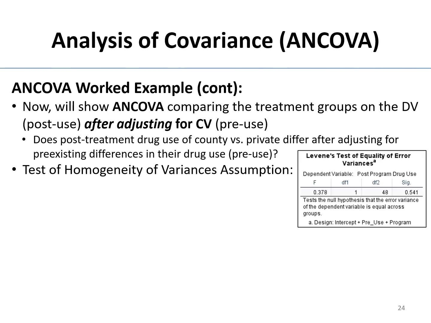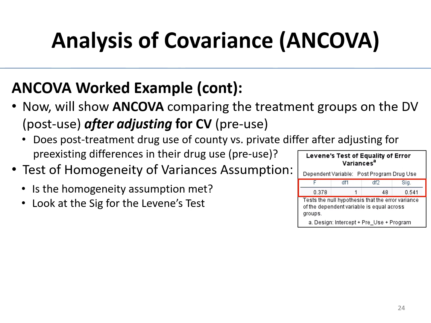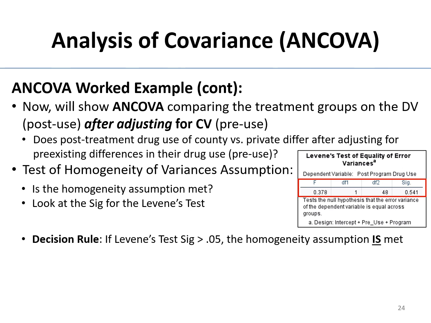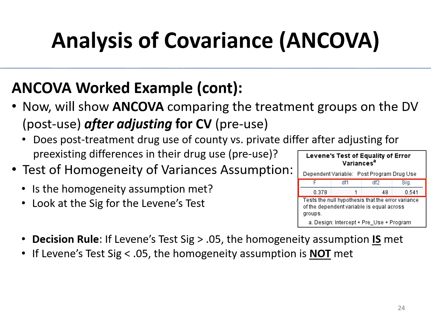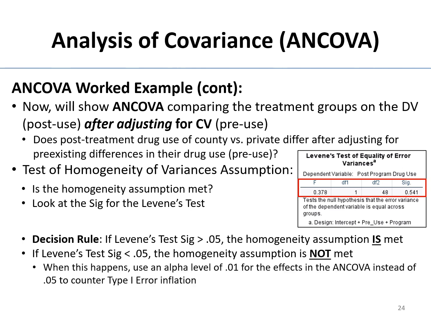So there it is. There's Levene's test, pops right out of SPSS. This is one of those ones where you don't want your sig to be less than 0.05 because you don't want to violate the homogeneity of variances assumption. So is the homogeneity of variances assumption met? We're going to look at the sig for Levene's. Our decision rule: if Levene's sig is greater than 0.05, the homogeneity assumption is met. If Levene's sig is less than 0.05, nope, got a problem. We have not met the assumption of homogeneity of variances.